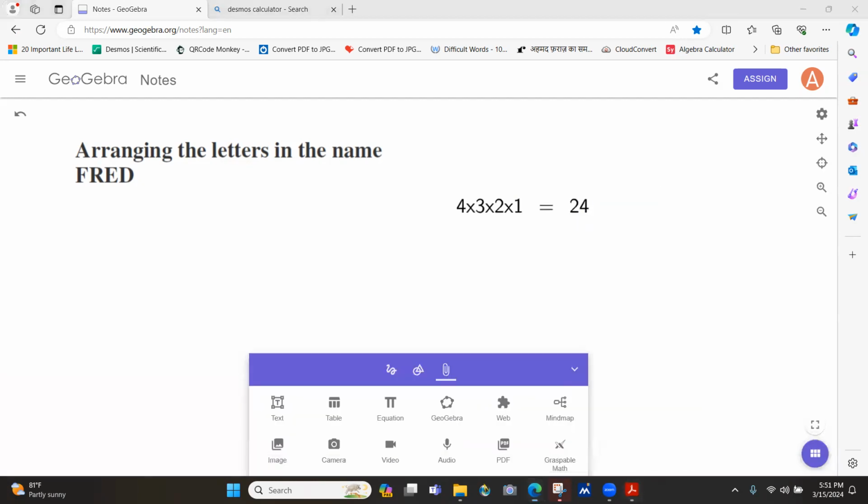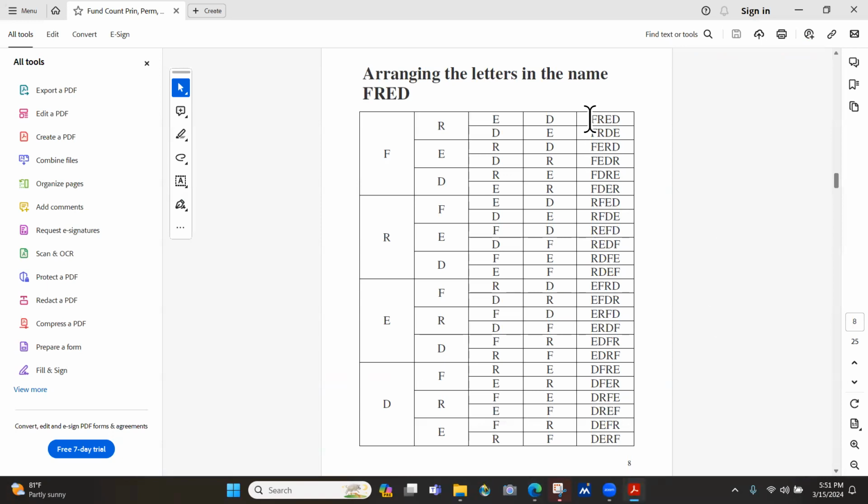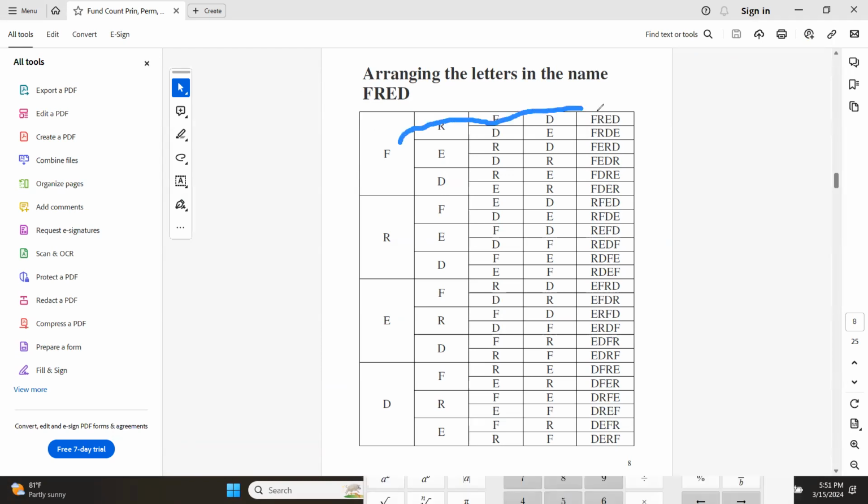Now, if you look at this page, here I tried to list all the different outcomes. Let's say you chose F for your first letter. Then the second letter could be either R or E or D. If your second letter is R, your next choices could be either E or D. And the fourth choice is fixed, either D for this one. So this is your first choice. And if you choose F, R, D, and E, if you choose F, E, R, D, F, E, D, R.